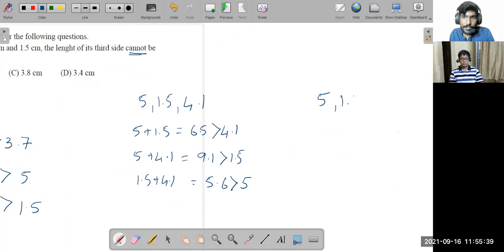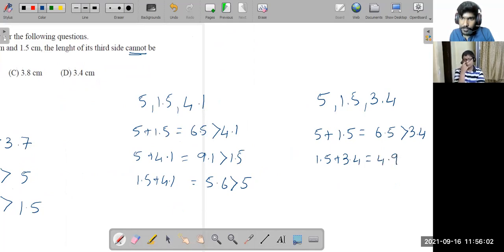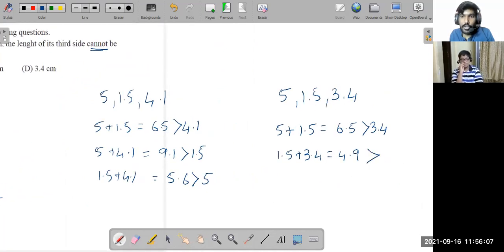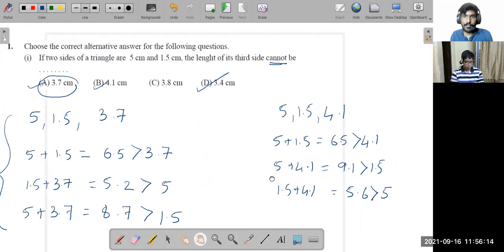Okay, let's check for 3.4. 5, 1.5 and 3.4. So you add 5 plus 1.5, which is 6.5, greater than the third side, 3.4. You take 1.5 plus 3.4, which is 4.9, and the third side is 5. So this is not greater than 5. So that's why this is the answer. Clear?